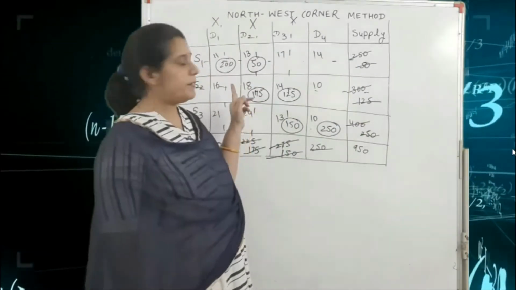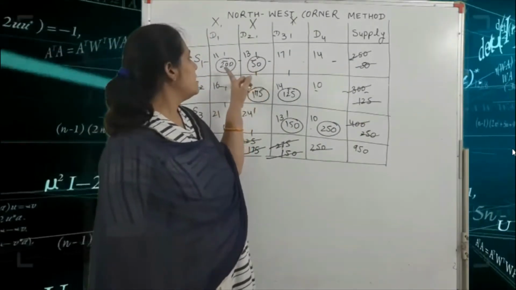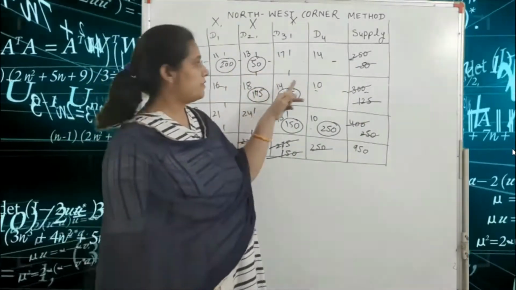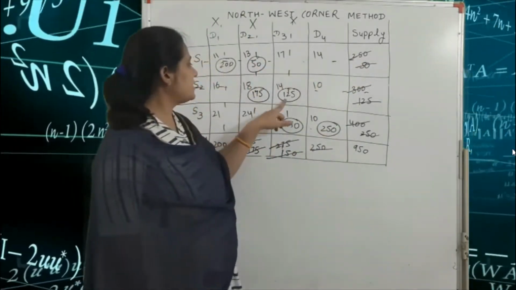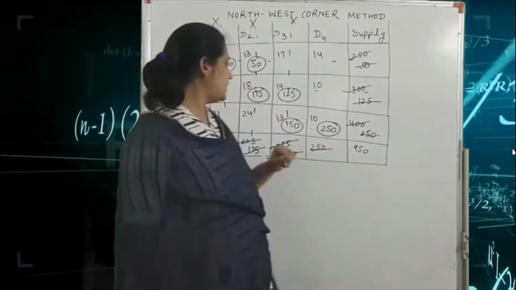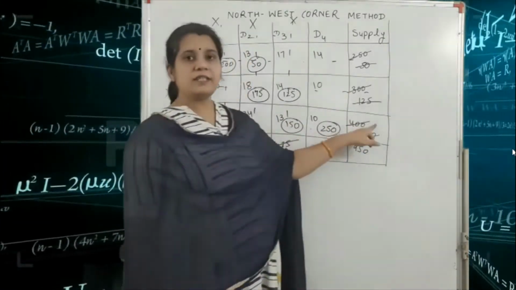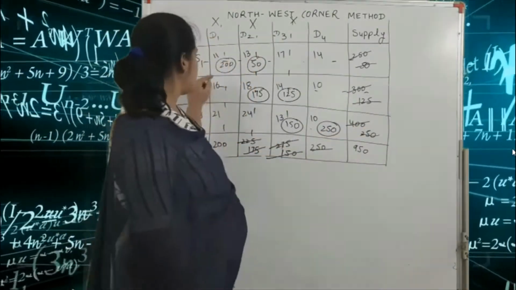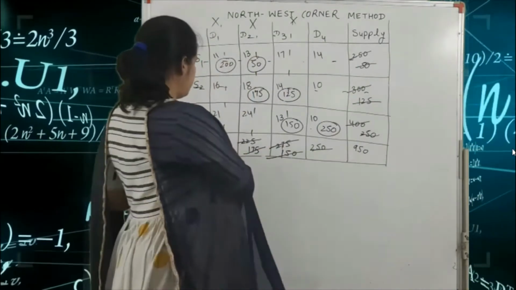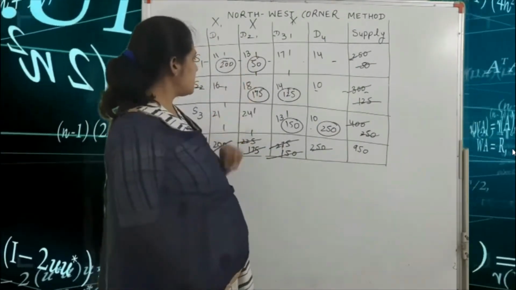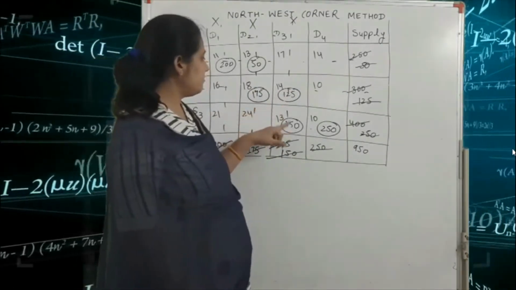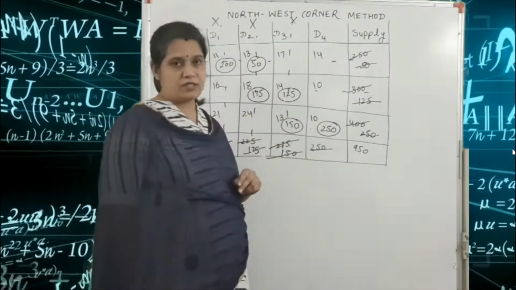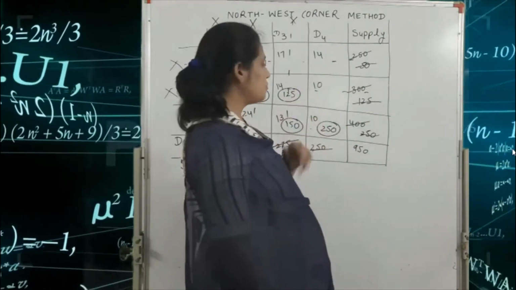And always keep in mind, check the allocation numbers: here 200 plus 50, that means 250; 175 and 125, that means 300; 150 and 250, that means 400. According to columns: here 200; 50 plus 175, that means 225; next 125 plus 150, that means 275; and last is 250.